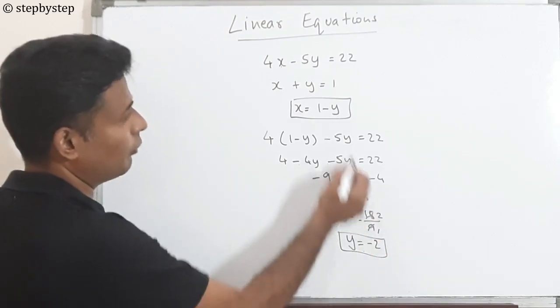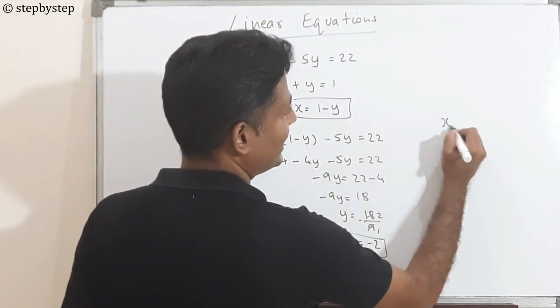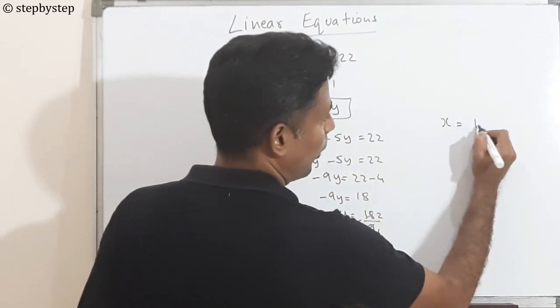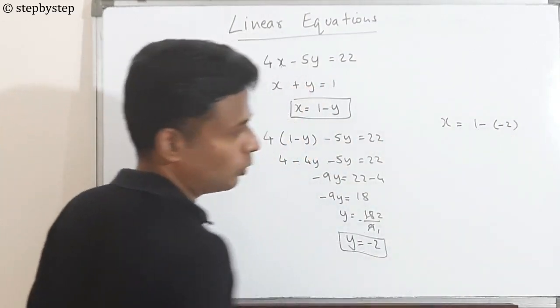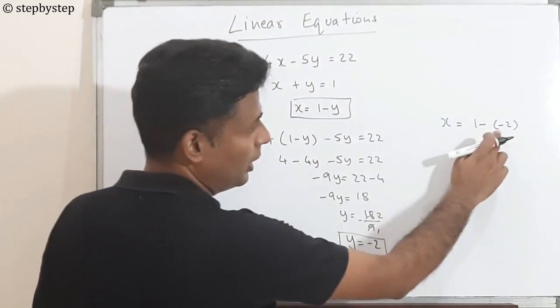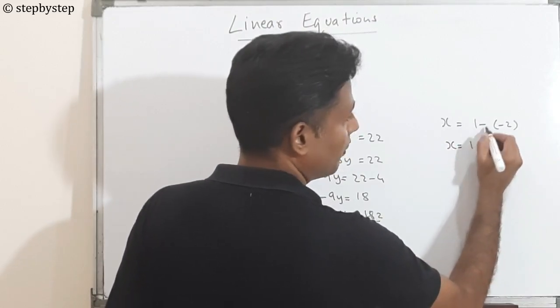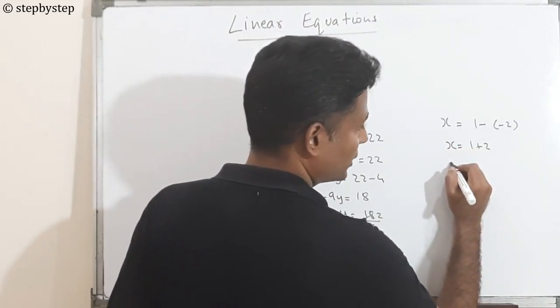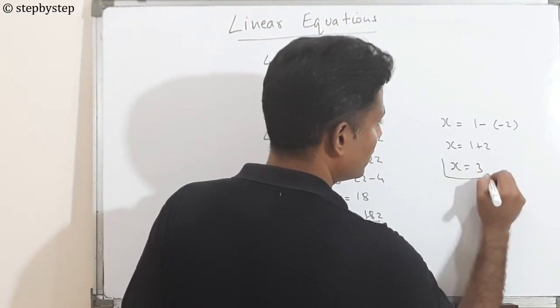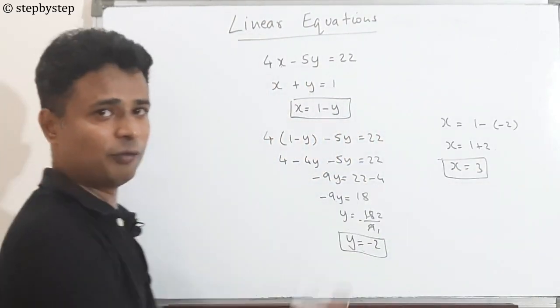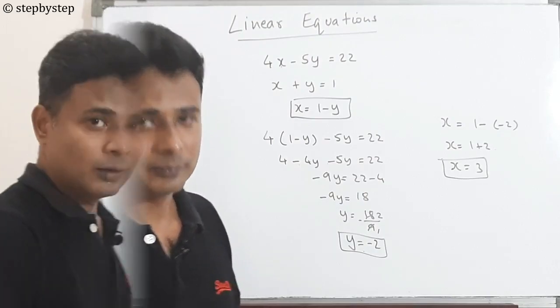Now I'll substitute the value of y in this. What is x? x is 1 minus y. So 1 minus minus 2. Don't forget, be careful. Negative term, it will come in brackets. So we get x equal to 1 plus, minus into minus is plus, so 1 plus 2. So x equal to 3. Over. We found the values of x and y.